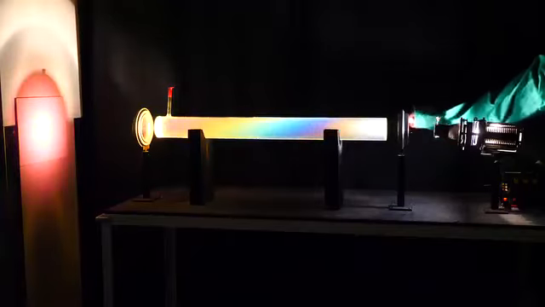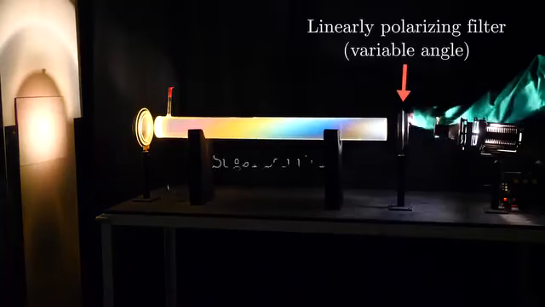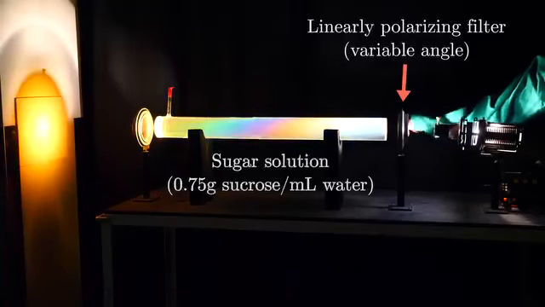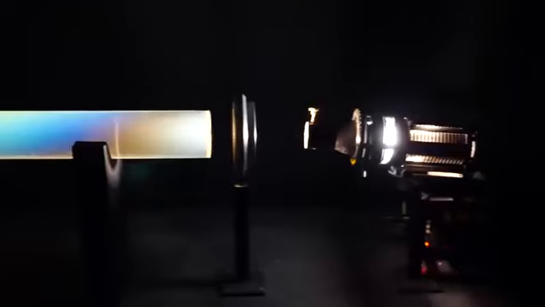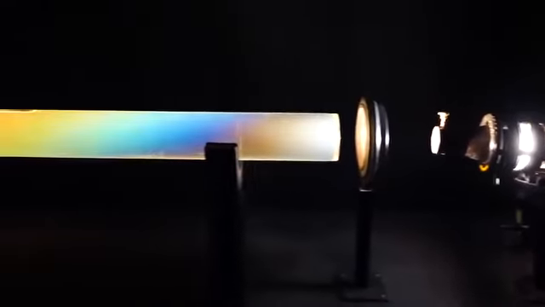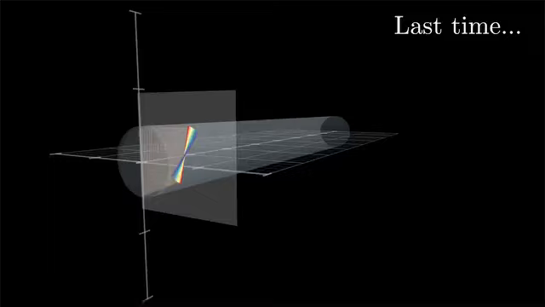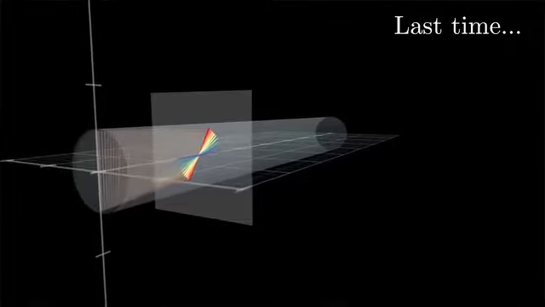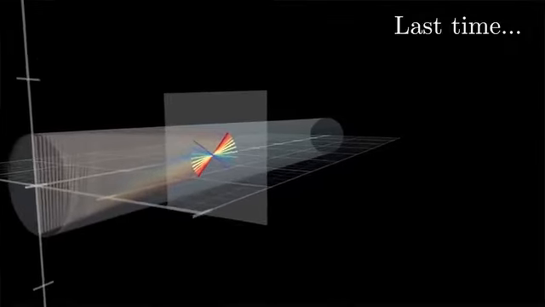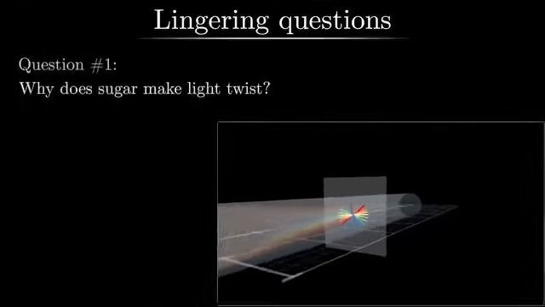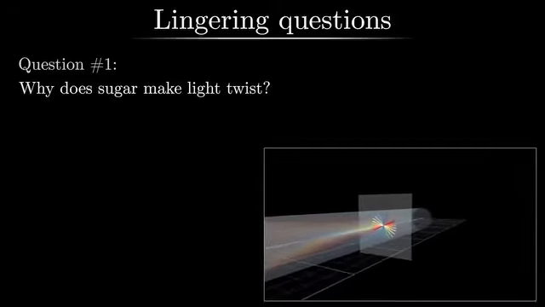In the last video, you and I looked at this demo here, where we shine linearly polarized light through a tube full of sugar water, and we saw how it rather mysteriously results in these colored diagonal stripes. There I walked through the general outline for an explanation, keeping track of what questions still need to be answered. Namely, why does sugar water twist the polarization direction of light?